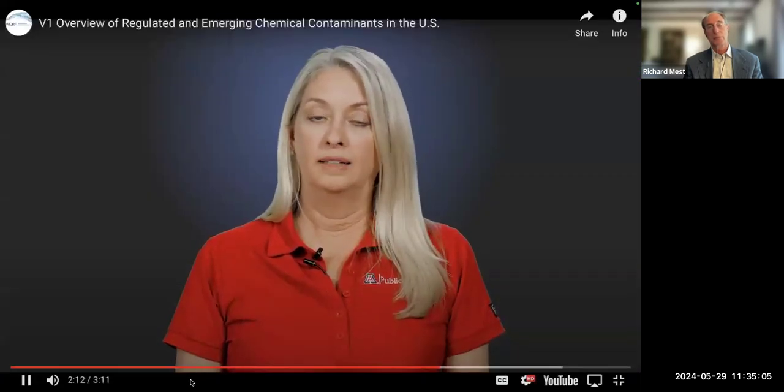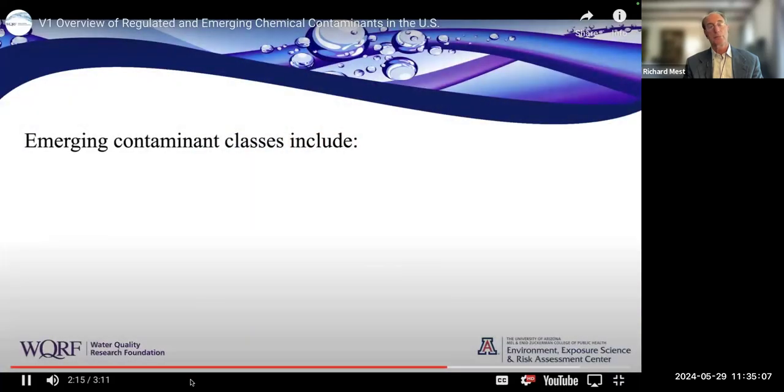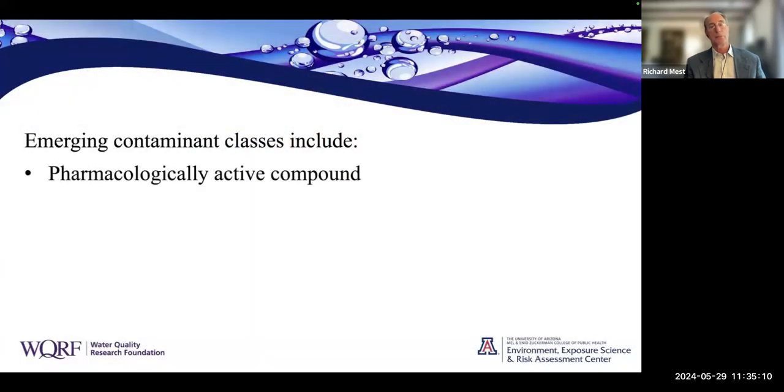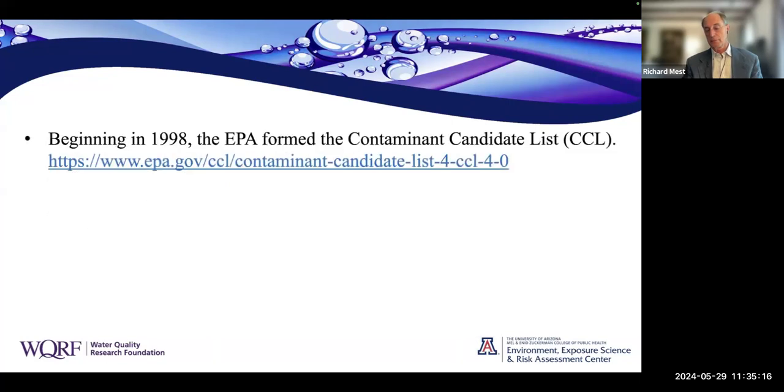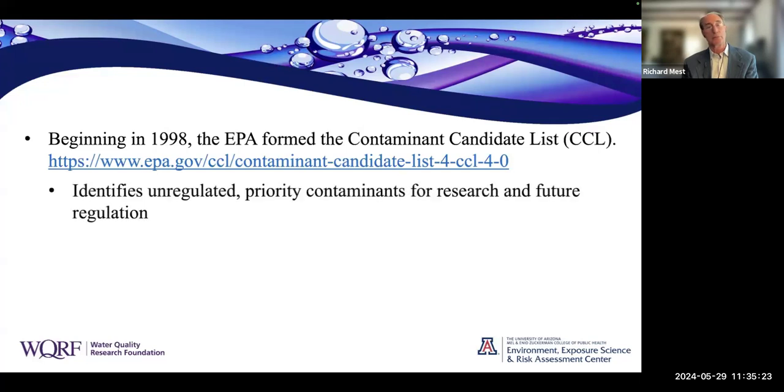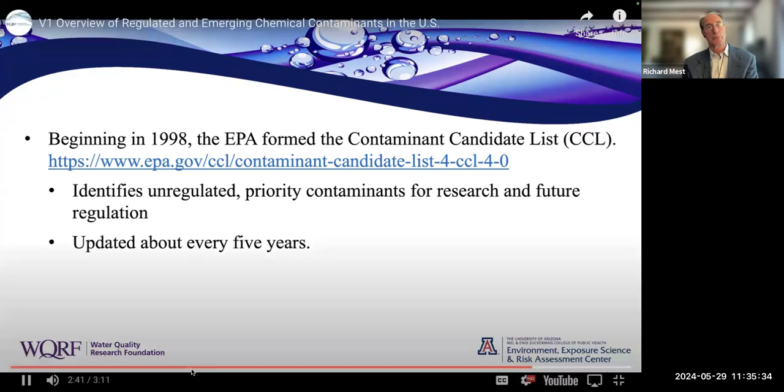Many more known and potential hazards are not formally regulated. Emerging contaminant classes include pharmaceutical compounds, endocrine disrupting compounds, pesticides, detergents, fire retardants, and disinfectants. Beginning in 1998, the EPA formed the Contaminant Candidate List, or CCL. This list identifies unregulated but priority contaminants where more research and monitoring are needed, and this would be to develop future guidance or regulation. The list is updated about every 5 years.